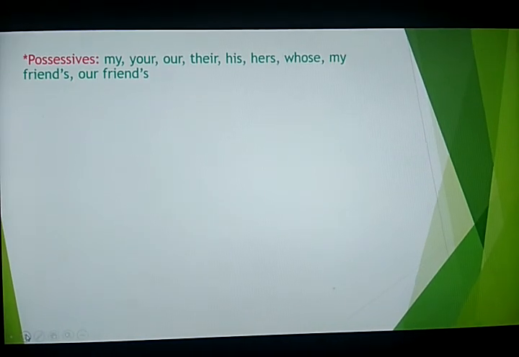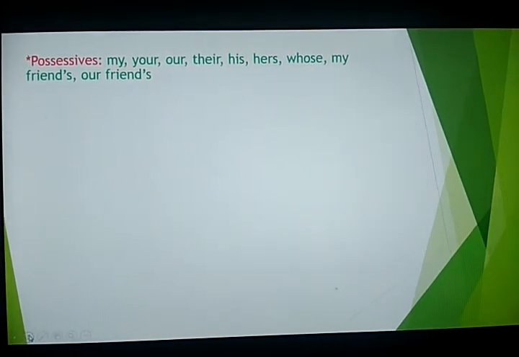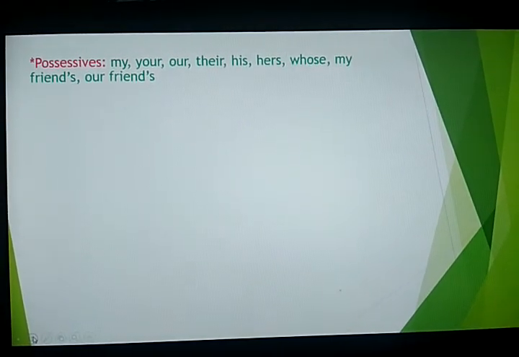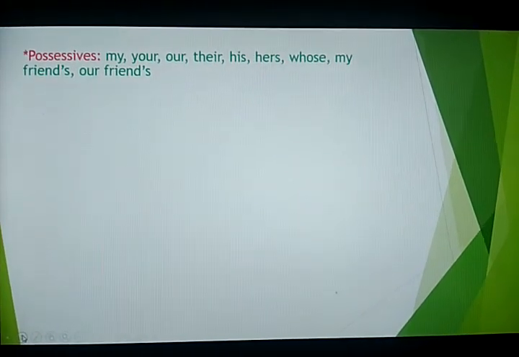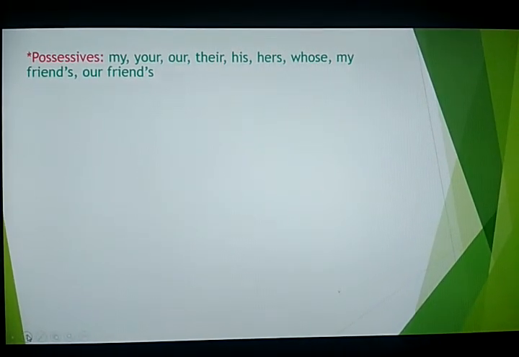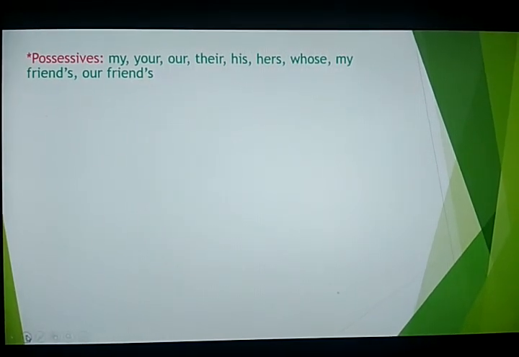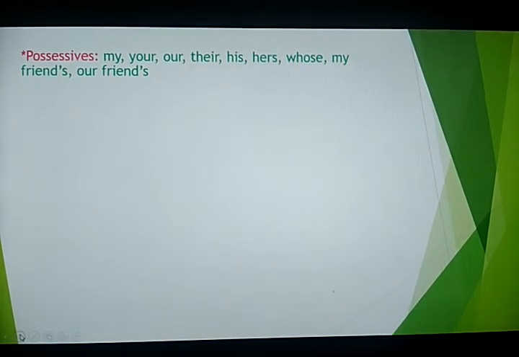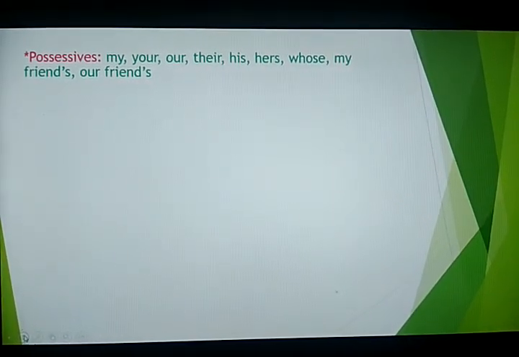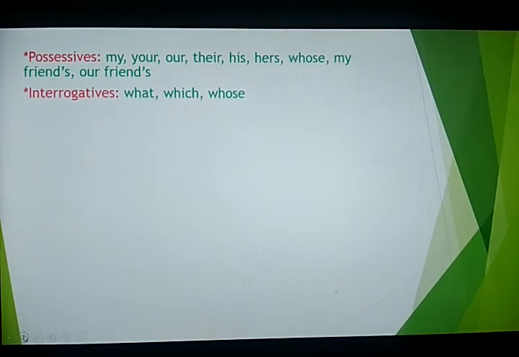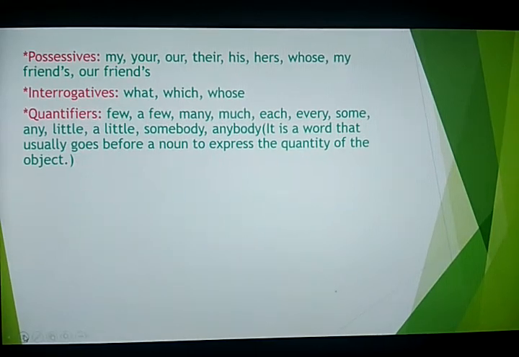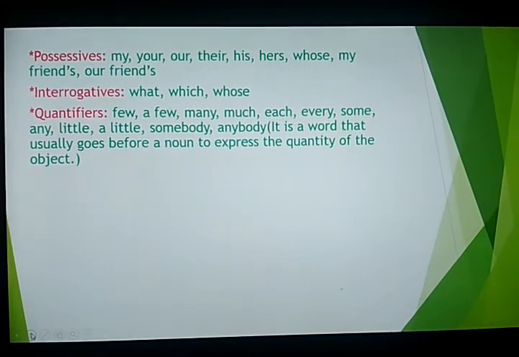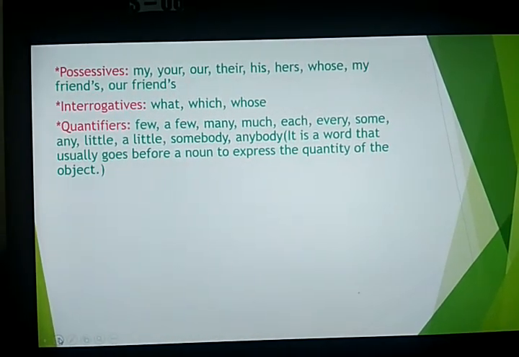Possessives, a thing or a person that we own or that belongs to us. So these are possessive determiners: my, your, our, their, his, her, whose. My friends, our friends. So my mother, your book, our house, their house, his book. So these are possessive determiners. Interrogatives, which means asking questions. So we have interrogative determiners also. Those are indicated by WH questions: what, which, and whose.